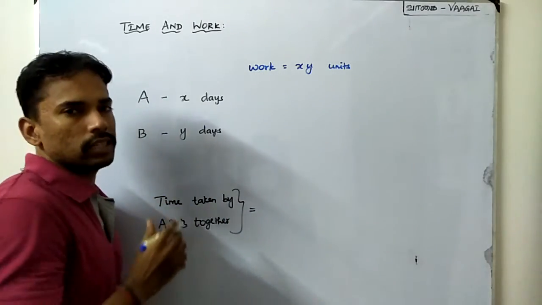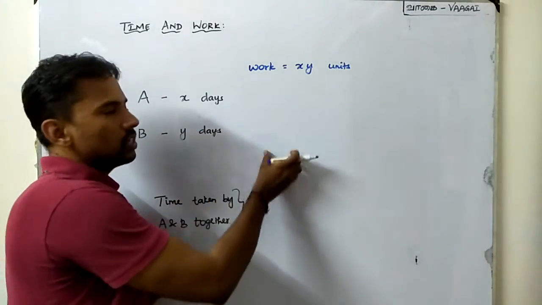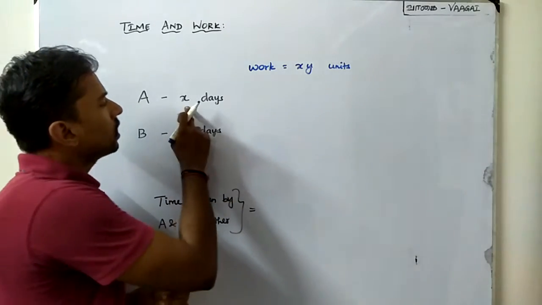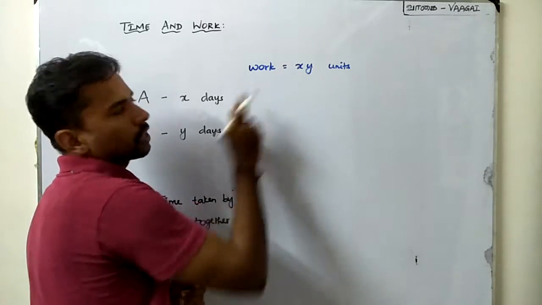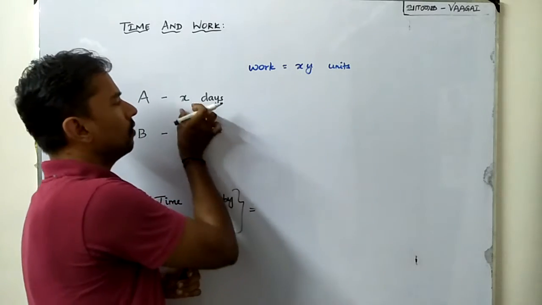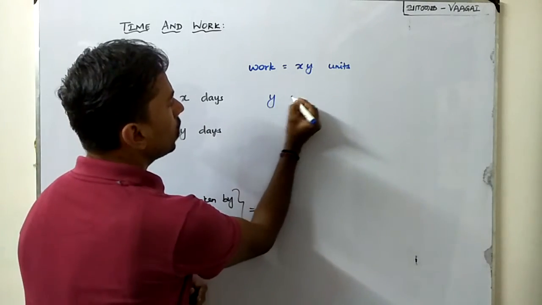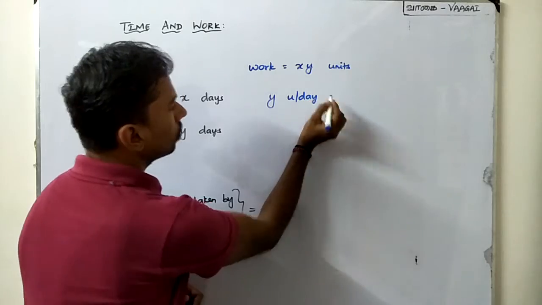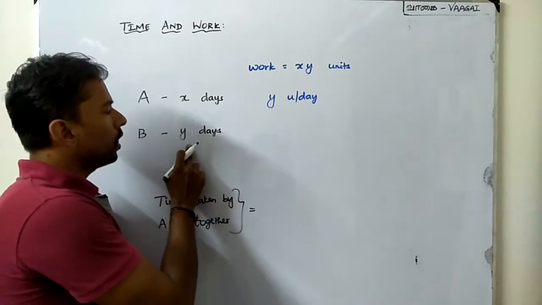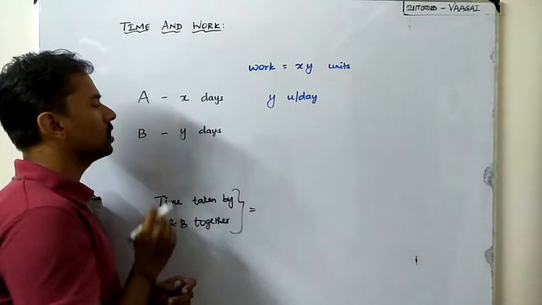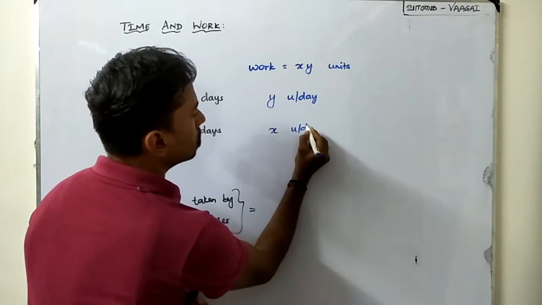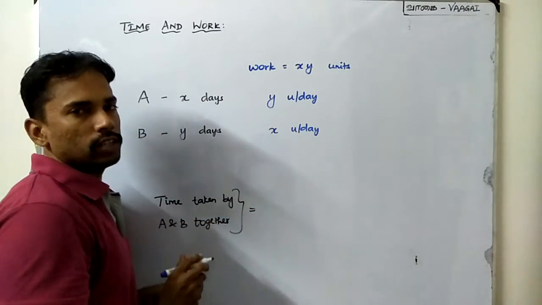So we will assume the work as XY and now compute the efficiency. Efficiency means how much work they complete in a single day. A is taking X days to complete these XY units. So what will be A's efficiency? I have to divide XY by X, which gives Y units per day. So A's working speed is Y units per day. Similarly, B is taking Y days to complete the same XY units, so B's efficiency will be XY divided by Y, which is X units per day. So we got both of their individual efficiencies.